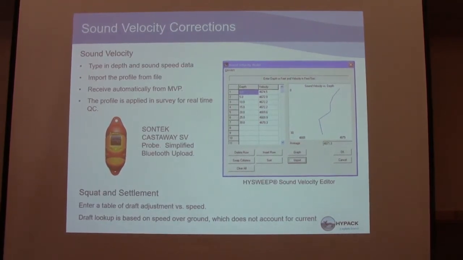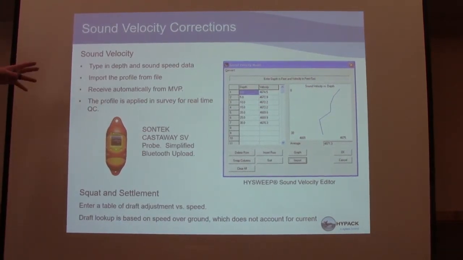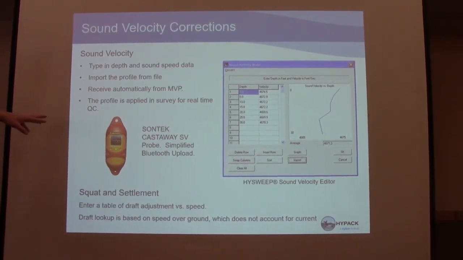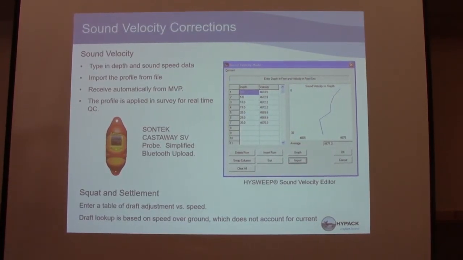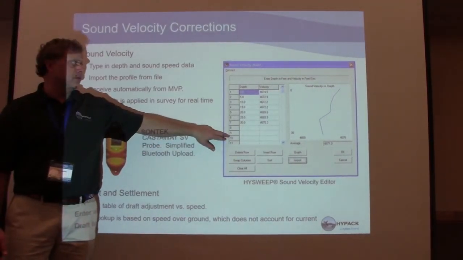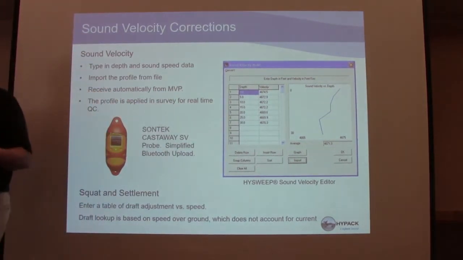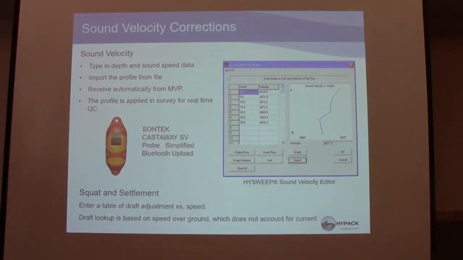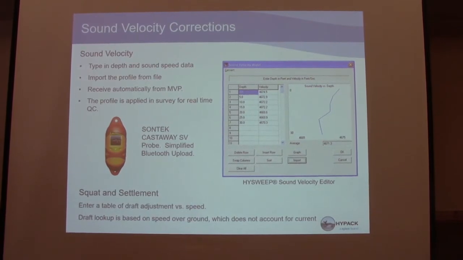And these files that come out of these sound velocity probes can be a direct import into our sound velocity program. So this particular one here, I think the AML does something real similar to this Castaway, but it's a Bluetooth connection between the computer and the probe, and it automatically uploads the data into our table, and then you can save that out as an SVP file, sound velocity profile file. And that sound velocity profile gets loaded into MBMax 64.